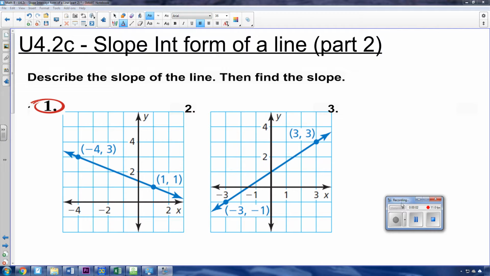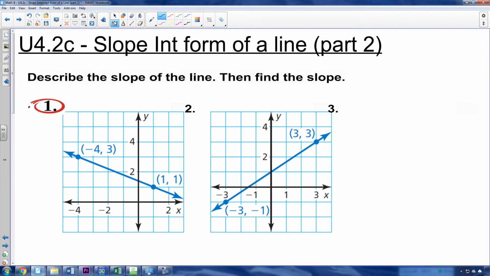Okay, so welcome. This video is on slope-intercept form of a line, the second part of that, and we are on unit 4.2c. We want to describe the slopes of these lines here on number 1, and then find them. When they just say describe the slope of the line, they're asking whether the slope is negative or positive, or maybe 0 or undefined. And then they want you to find the slope.